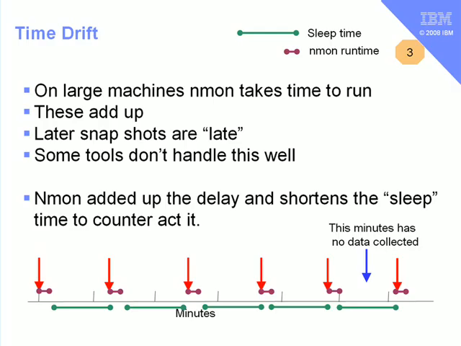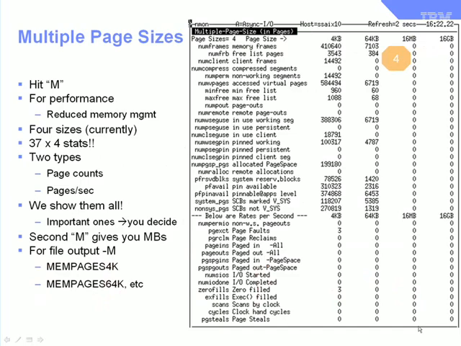Now in nmon we've got a fairly slick algorithm, so that we actually calculate how long nmon takes to run, and we shorten the pause that we have before we start the next snapshot, so we allow for the time that nmon works. And this means that the nmon snapshots do seem to go off very much better at the time that you actually request it, and so at the end of the day the snapshots will still be in sync.